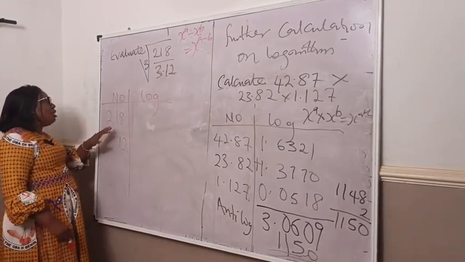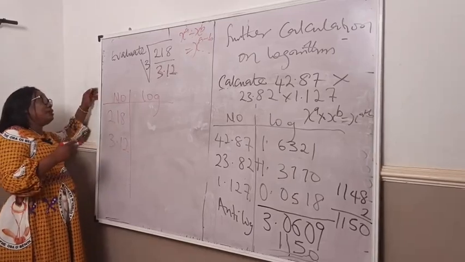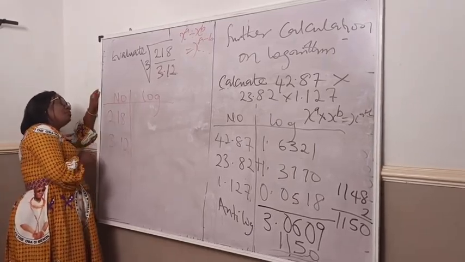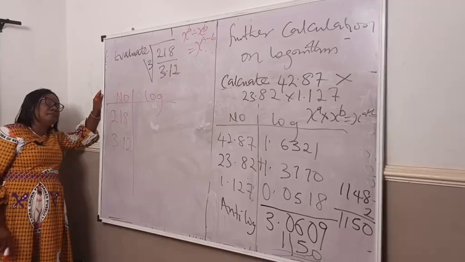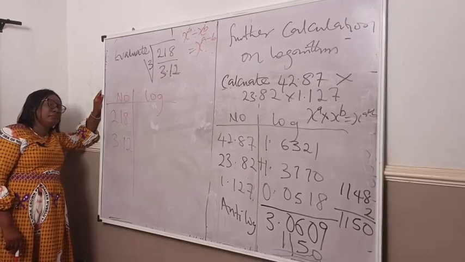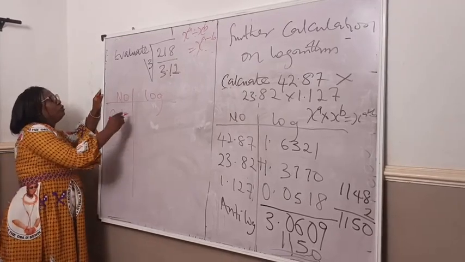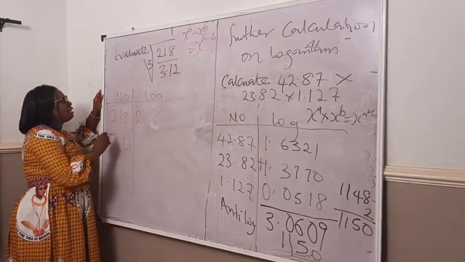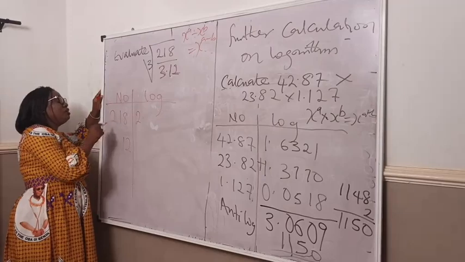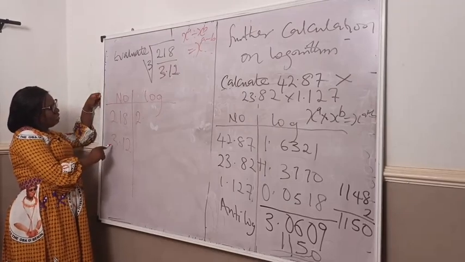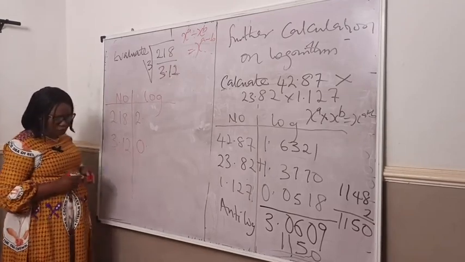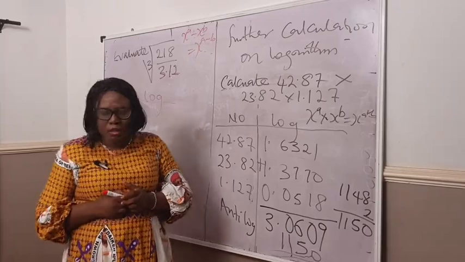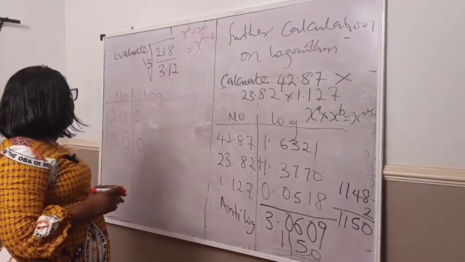So we look at 218. How do we put the characteristics here? This is 3 digits now. How do we get the characteristics? Cameraman, what's the characteristics of this one now? No. Our characteristics is 2, because I say you count the digits, 1, 2, 3, minus 1. Then this one, one figure before the decimal, the characteristics is 0. So we have gotten it up to here now.